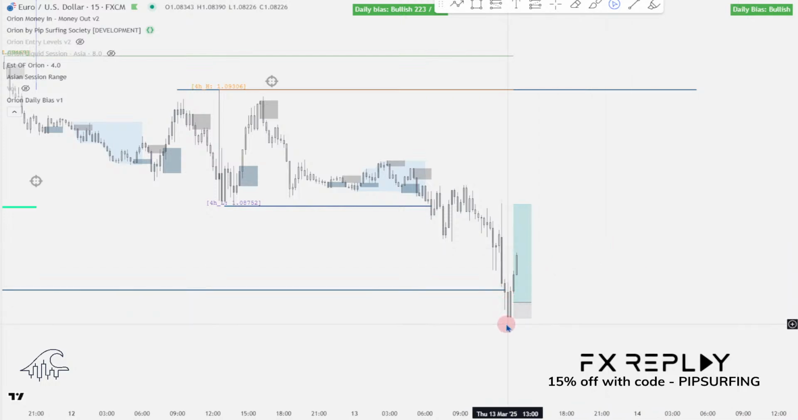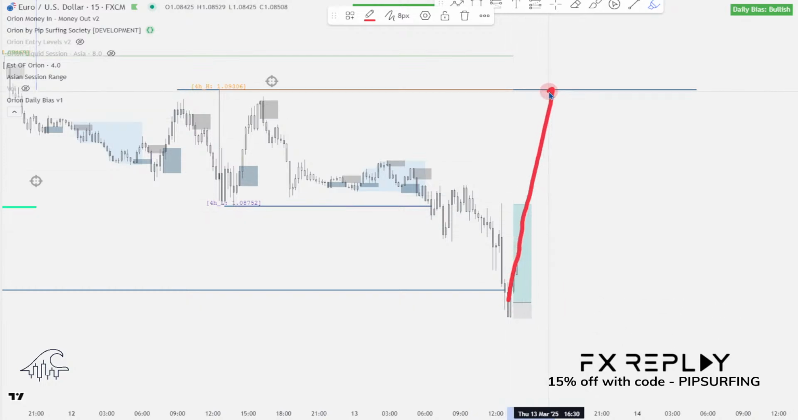Okay, so still pushing up here with Euro. Nothing too crazy, but we are looking for that expansive move to the upside. If it comes, then awesome. If it doesn't, then we move to the next entry.